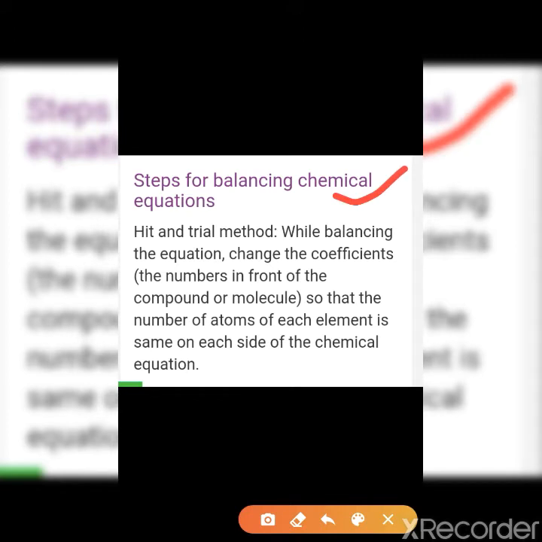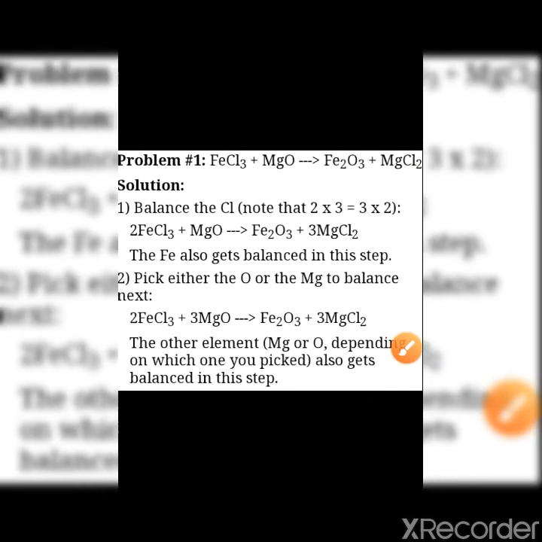So the next topic is the steps for balancing a chemical equation. How will we balance the chemical equation? We will understand by examples, using the hit and trial method. While balancing the equation, change the coefficient, the number in front of the compound or molecule, so that the number of atoms of each element is the same on each side of the chemical equation. We can understand with the help of an example.